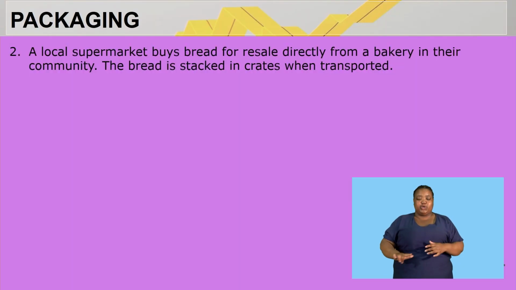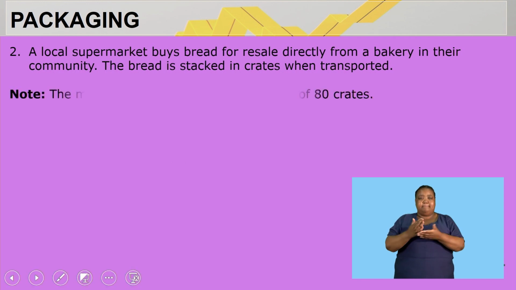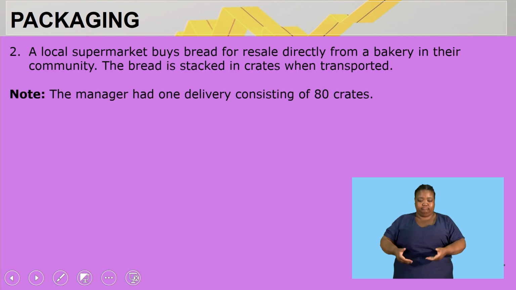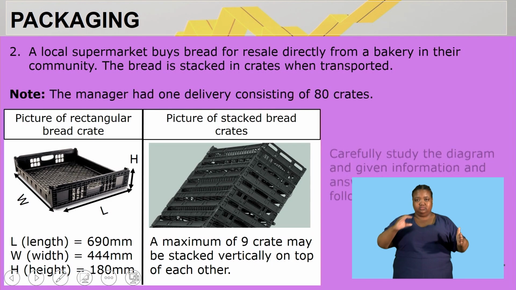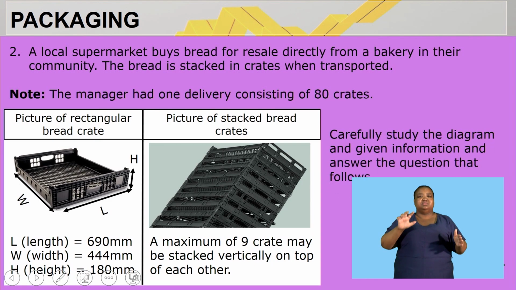So question number 2, I've indicated here that a local supermarket buys bread for resale directly from a bakery in their community. The bread is stacked in crates when transported. So here's a note that says the manager had one delivery consisting of 80 crates. Then I've indicated that we carefully need to study the diagram and the given information to answer the question that follows. So guys, let's quickly get familiar, right?